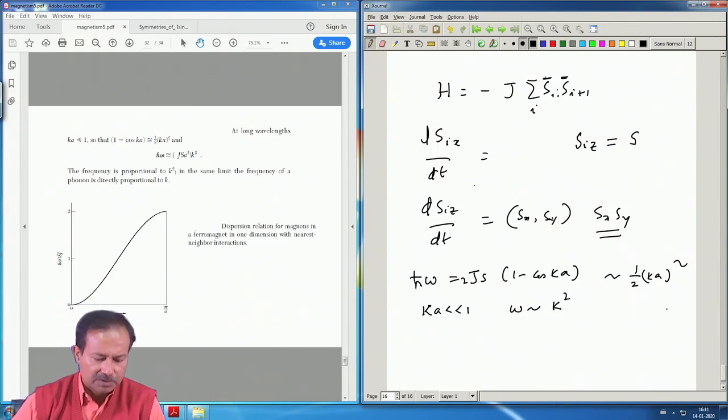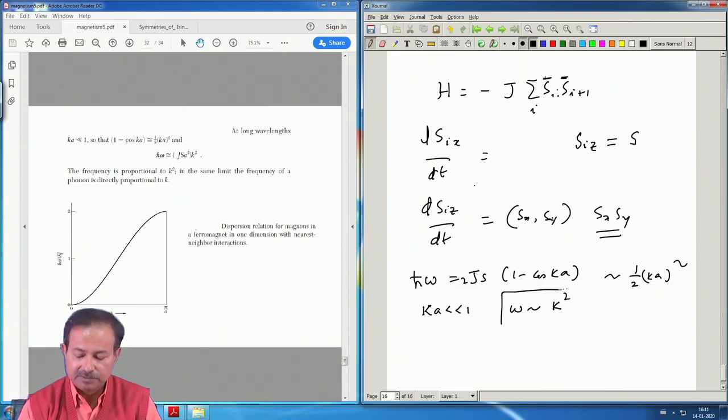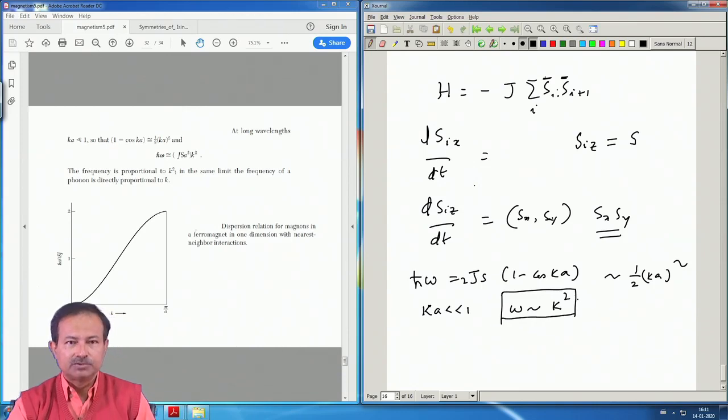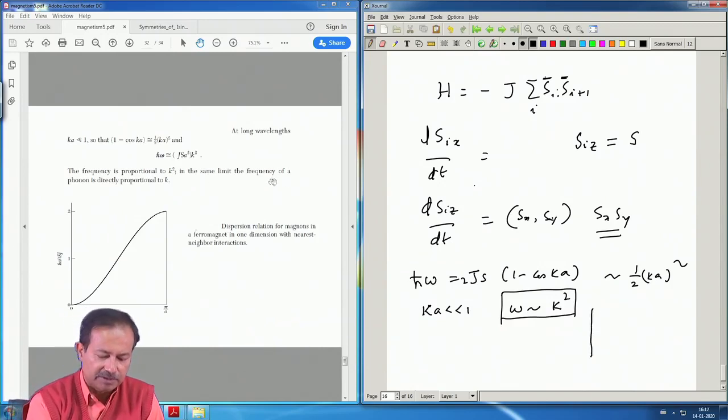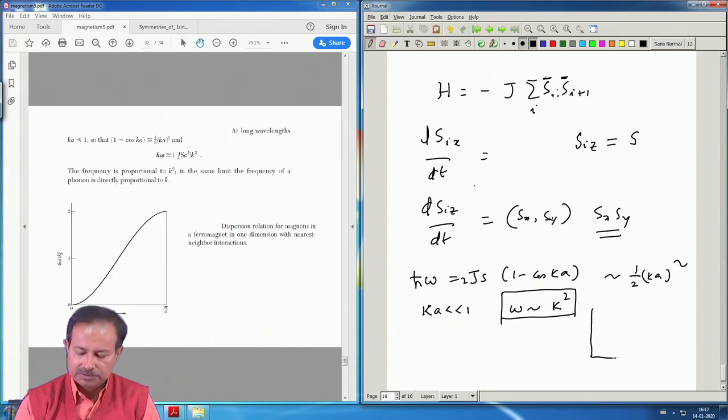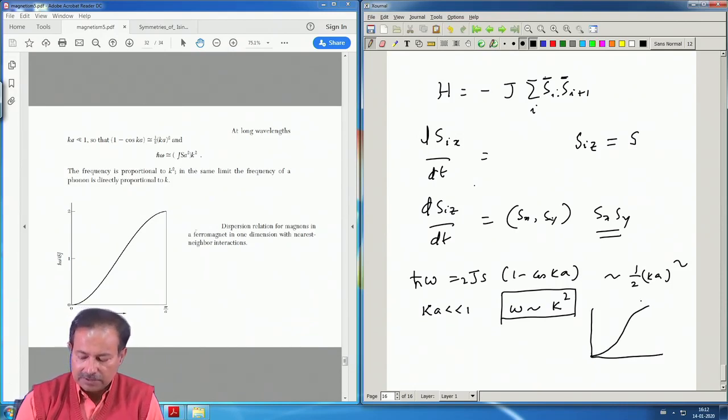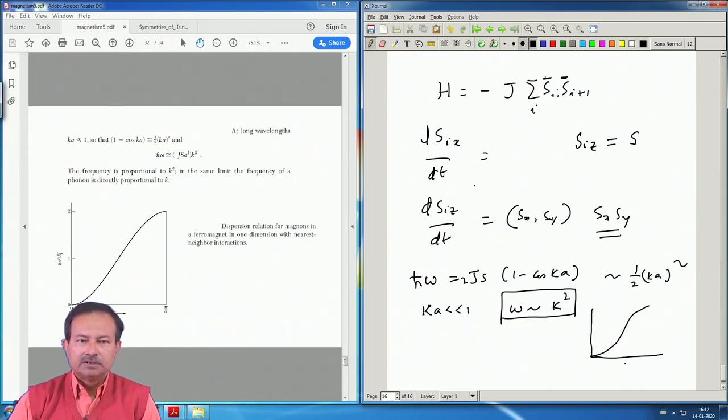So here it is like a free particle, actually it is a k square spectrum, which is like p square by twice m that we do. So 1 by twice m will be this 2 J S half, so this J S basically. So that is what it says, that in the same limit the frequency of a phonon is proportional to k, not k square. So this spectrum is therefore like this, okay, and a k square spectrum is generally termed as a free particle spectrum.